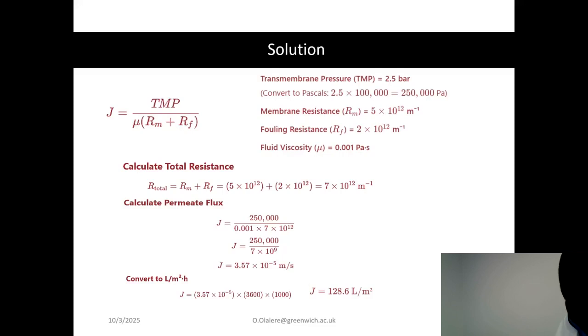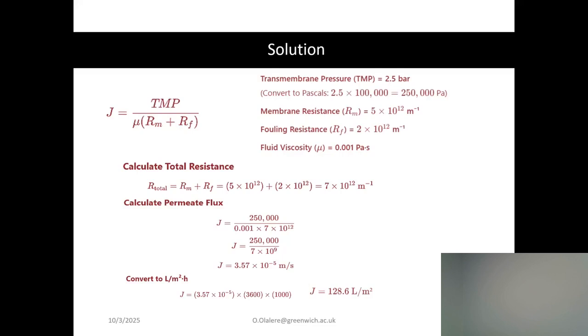There are two resistances. The first is the membrane resistance and the second is the fouling resistance. What is fouling resistance? At the end of the day, this membrane is offering a resistance. The same thing, the accumulation of small particles that is clogging the surface is also offering resistance. So we need to get the two resistances, Rm plus Rf, right? So that's how we got this one.